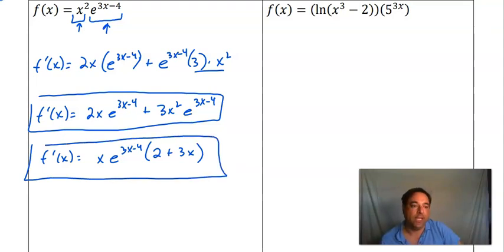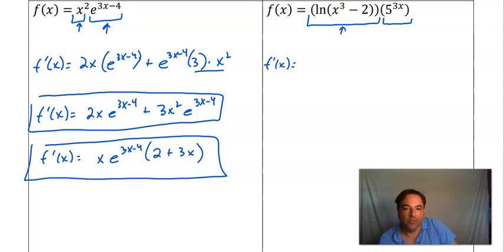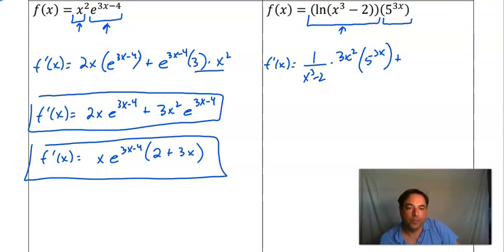Okay? For the last one, again, we have a special case in there. So we have two things being multiplied. We have ln of x to the third minus 2 and 5 raised to the 3x. So both of them are special cases, but if we follow product rule, derivative of the first one: derivative of ln of x to the third minus 2 would be 1 over x to the third minus 2 times the derivative of x to the third, which is 3x squared. Derivative of minus 2 is 0, times the original second one, 5 raised to the 3x, plus the original first one, ln of x to the third minus 2, times the derivative of the second.